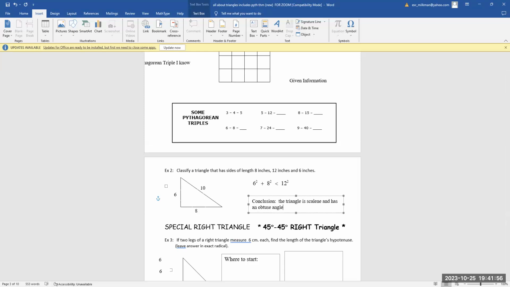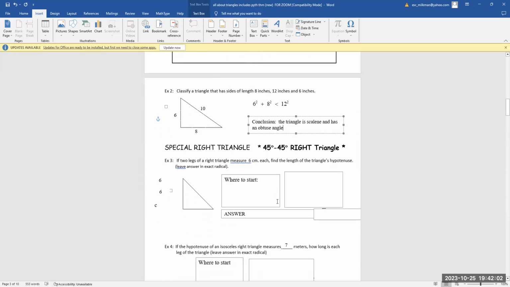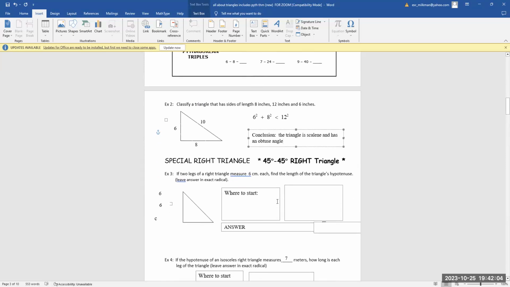I want to talk to you now about a very, very special right triangle. It's called a 45-45 degree right triangle. If two legs of a right triangle measure 6 centimeters each, find the length of the triangle's hypotenuse and leave your answer in exact radical form. So question is where to start. Where to start is always a good idea to write your angles in a triangle.